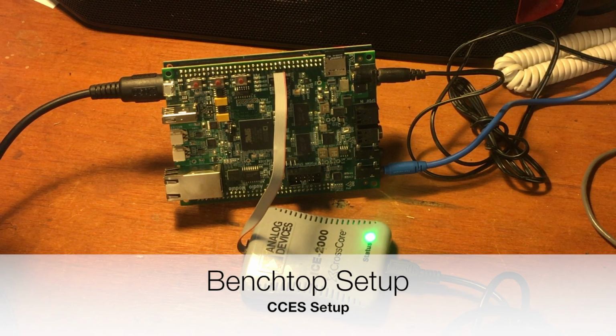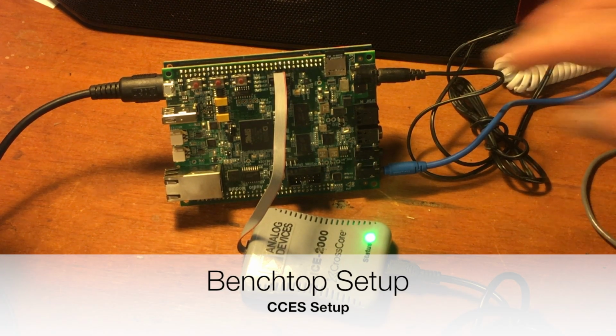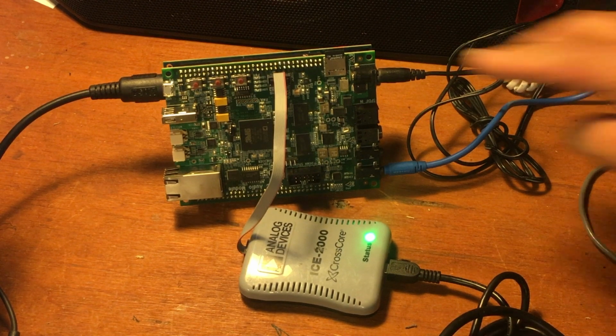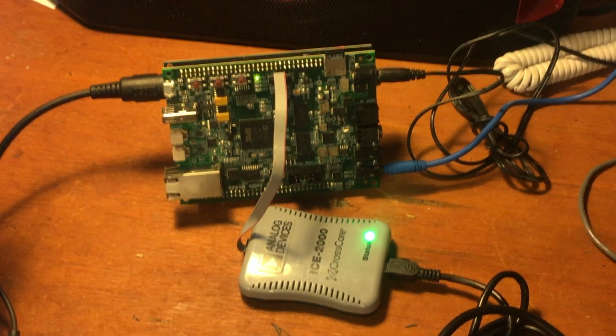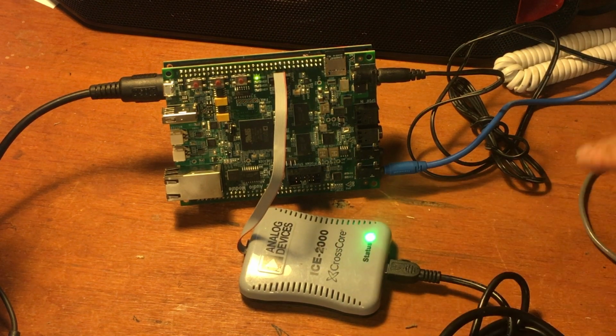While this is compiling, let's take a look at the bench setup. So we have the SHARC Audio Module here, and it's connected to power. I'll power it up, and this little green LED will turn on. We have audio out going into a speaker, which is back here. And then we have the ICE 2000, which is plugged into this little connector right here.